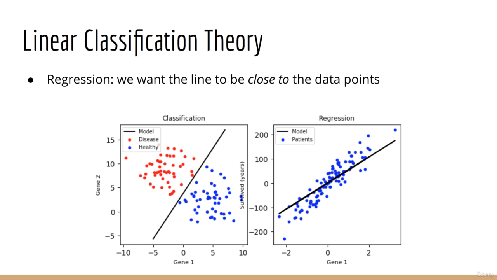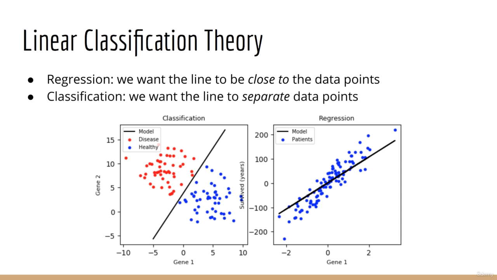In classification, this is not our task. In classification, we do not want the line to be close to the data points. Rather, in classification, our goal is to separate data points into distinct classes. Although we can consider the case where we have more than two classes, we'll start with two since that is the most intuitive.